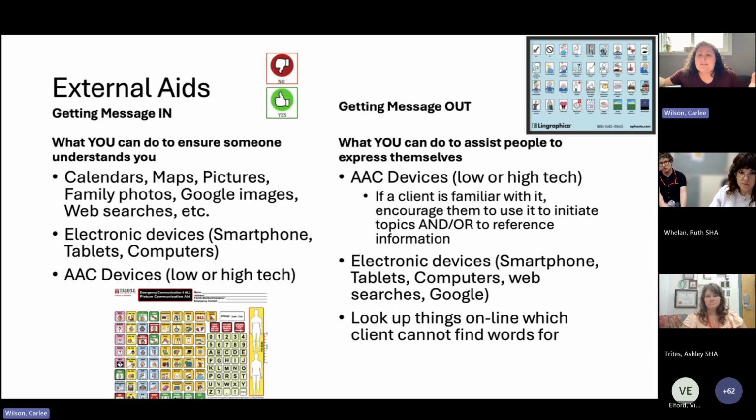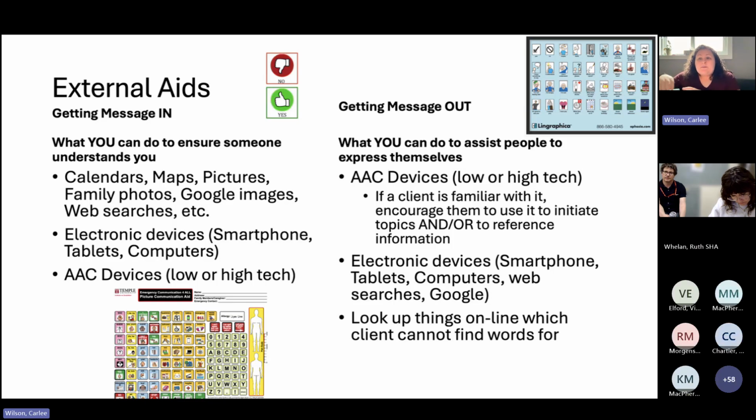So if someone does have one of these devices, really encourage them to use it to talk about topics or reference information. A lot of people with these devices have information stored already. So they might have pre-programmed things that they can tell you. And also, sometimes typing can be a little bit different than writing for people. It's more about recognizing the letters as opposed to actually having to reproduce them. So sometimes using some typing can help to get communication out as well.